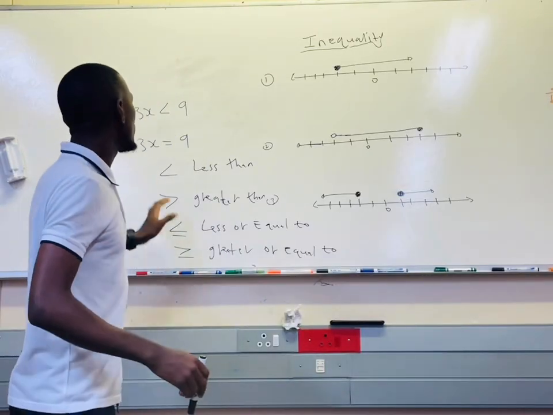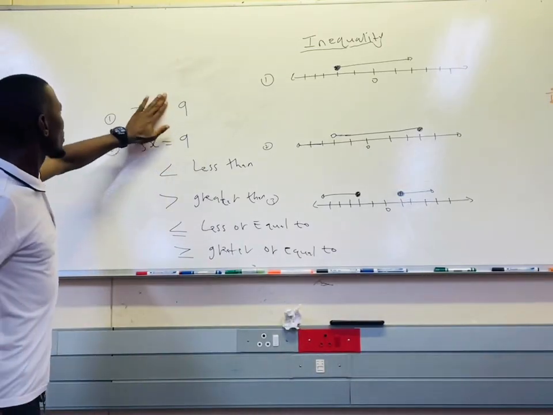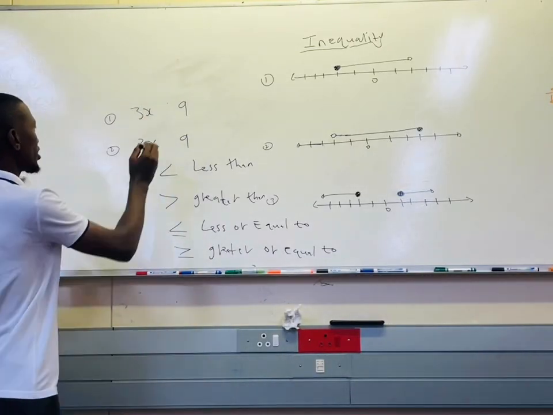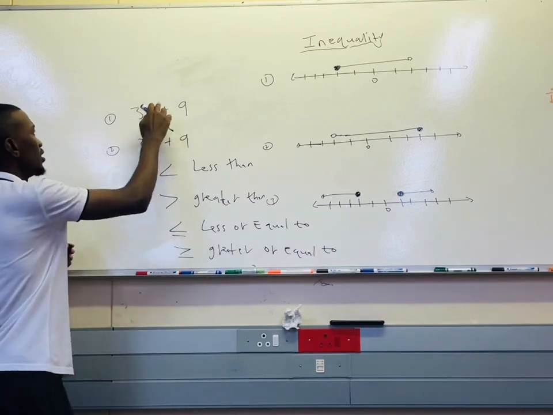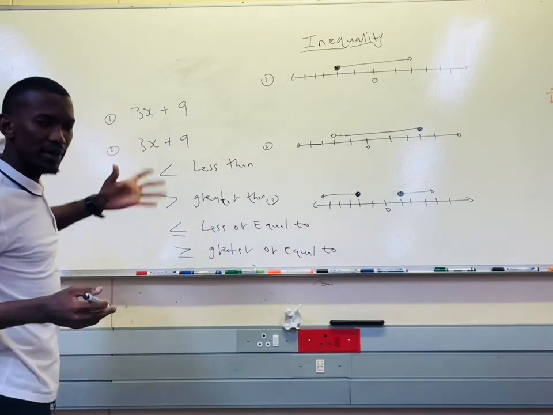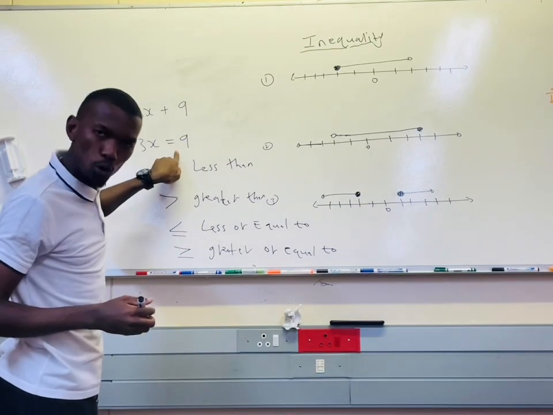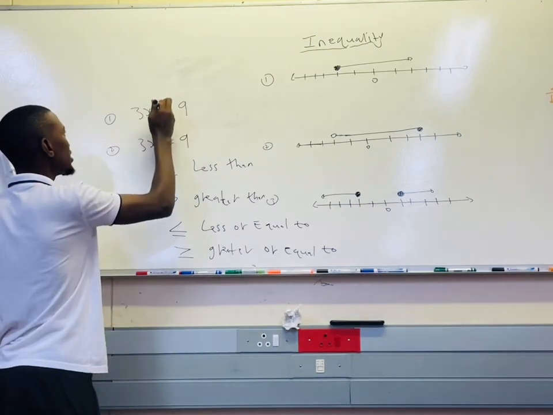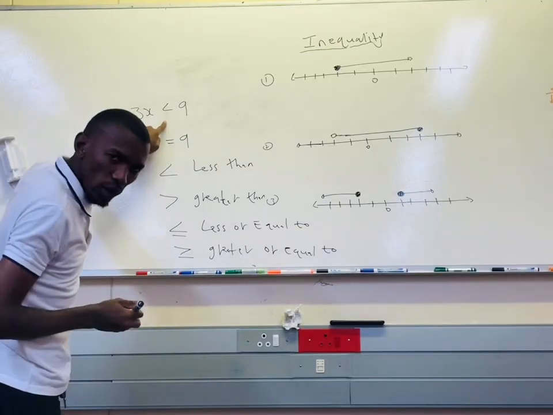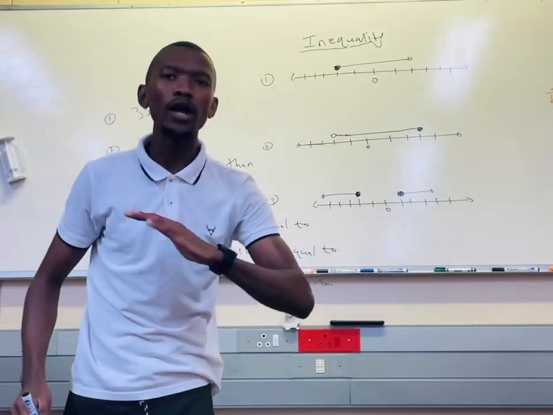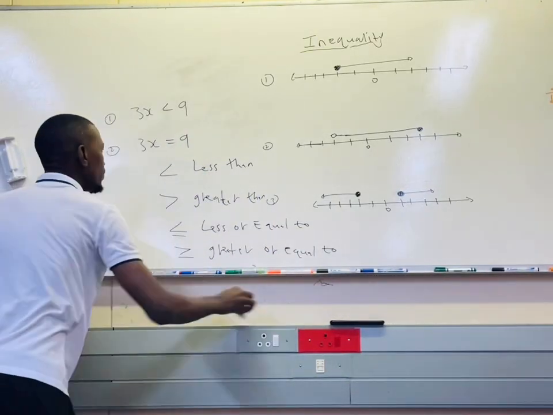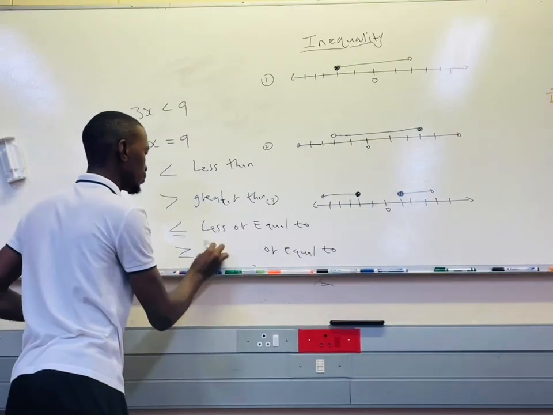So whenever we have expressions, for example, plus, plus, these two we call expressions. The minute I put this sign, it is called an equation. The minute I put this sign, it is called an inequality. Do you see the difference? I hope you do. Then now, let's deal with these.